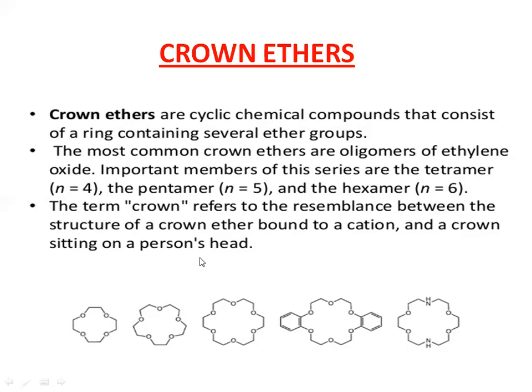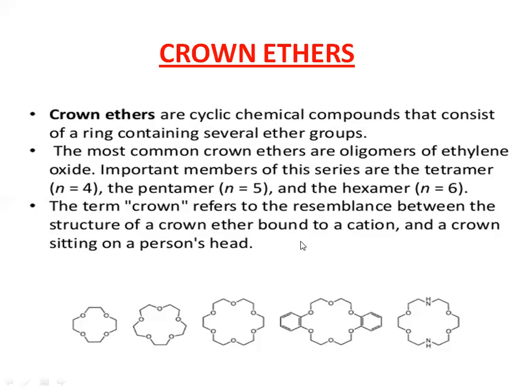Most crown ethers are oligomers of ethylene oxide. The important members of this series are the tetramer, that is n equal to 4, the pentamer, n equal to 5, and the hexamer, n equal to 6. The term crown refers to the resemblance between the structure of a crown ether bound to a cation and a crown sitting on a person's head. Crown ethers are widely used as phase transfer catalysts and are able to transport ionic compounds into the organic phase. It means an ionic phase compound is transported or can do reactions in the organic phase.